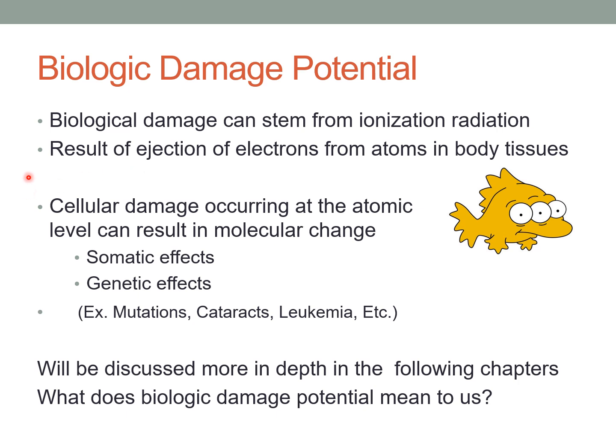Biologic damage potential. Biological damage can stem from ionizing radiation, as a result of ejection of electrons from atoms in body tissues. Cellular damage occurring at the atomic level can result in molecular change, somatic effects, genetic effects, mutations, cataracts, leukemia. We'll be discussing more of this in future lectures. So what does biologic damage potential mean to us? Will it affect our future generations? Will it cause hair loss? Will it give you cataracts in your eyes?